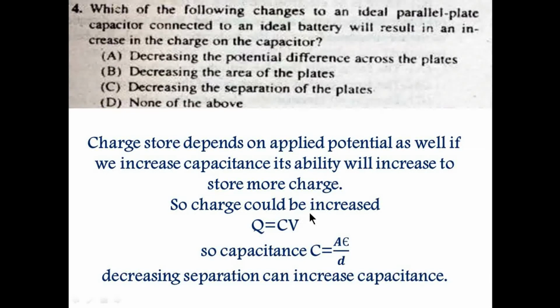Okay, so now here we see that the charge actually depends upon the capacitance as well as the voltage. The charge stored depends upon the applied potential, and if we increase the ability of the capacitor to store more charge, then the charge on the plates could increase. Now capacitance is equal to A epsilon naught by D, so decreasing the separation can increase the capacitance. So option C is the correct option.